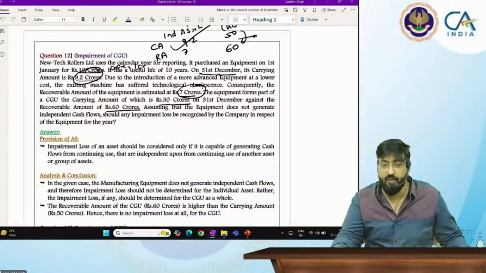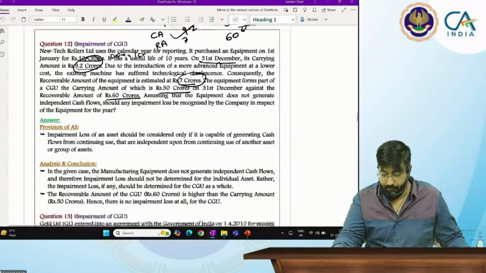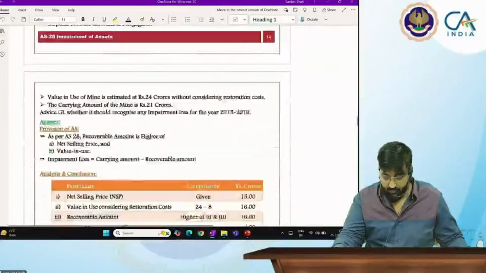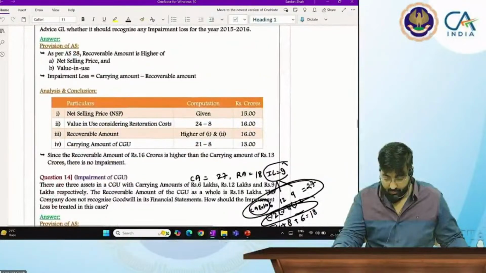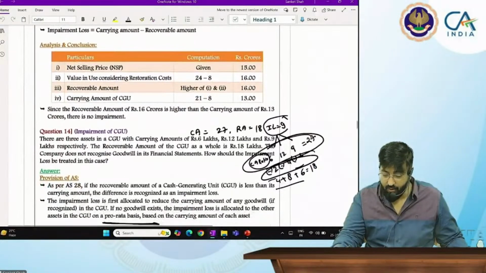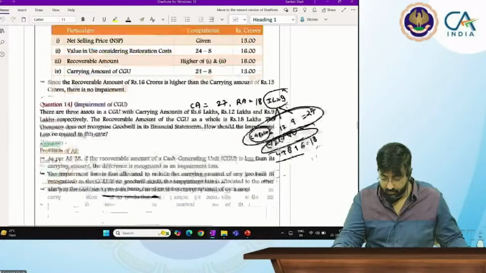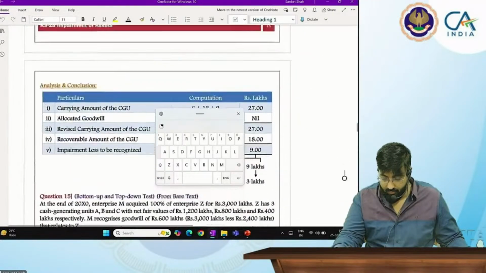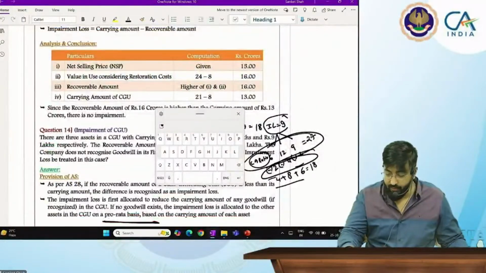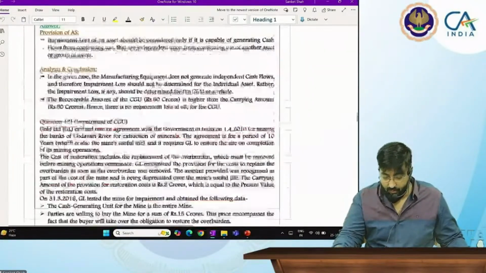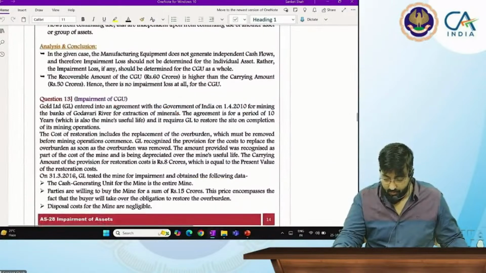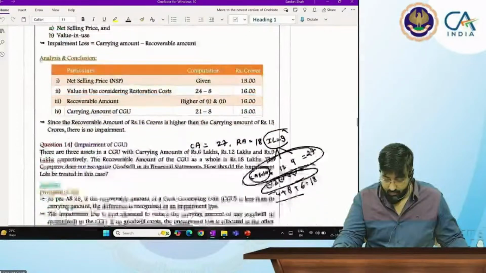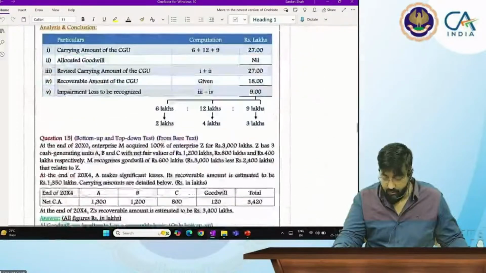Have you read the provision? Yes, sir. You understood it? Yes, sir. At the time when I read it, I was able to understand it. Goodwill allocation, you understood? Yes, sir. We have completed illustration 14, no?